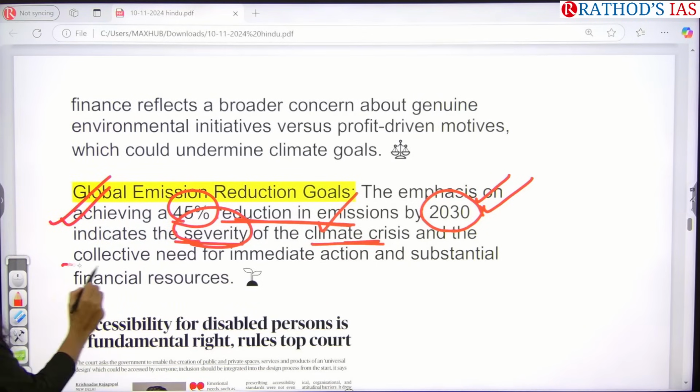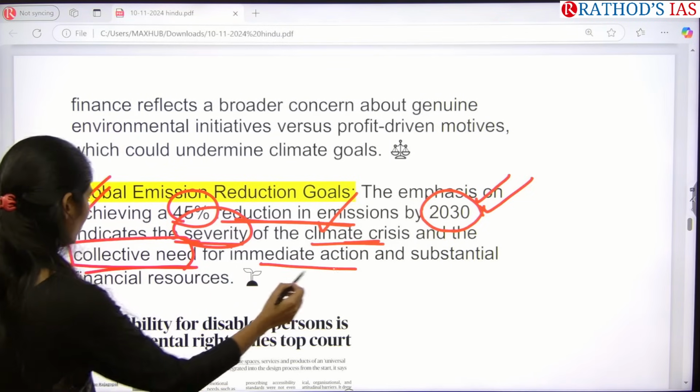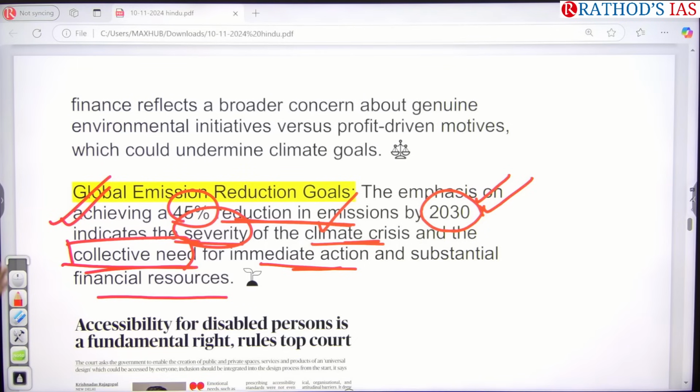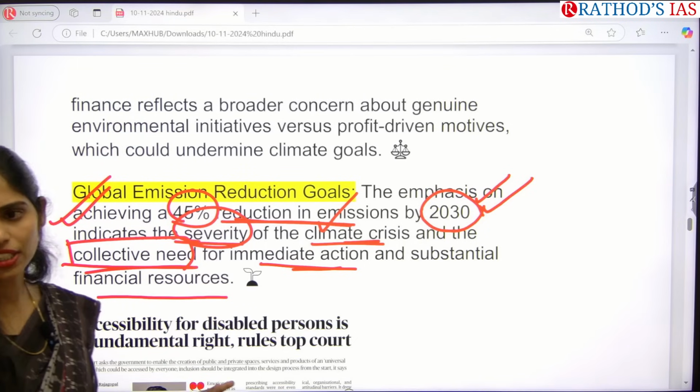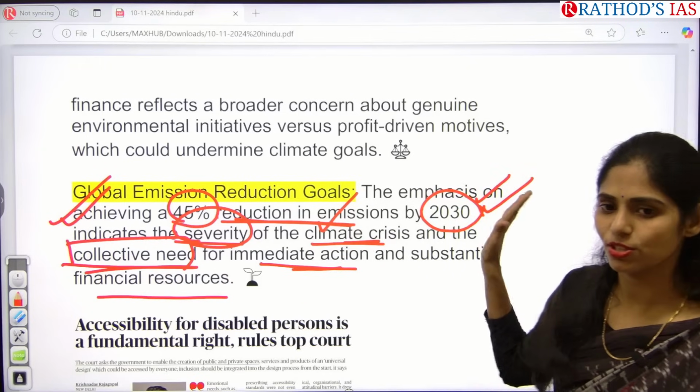So now at least developed countries have to come forward, and we need to take collective action immediately, and we need substantial financial resources to take any action against climate change. So this article is very important, and today's main question is based on this.